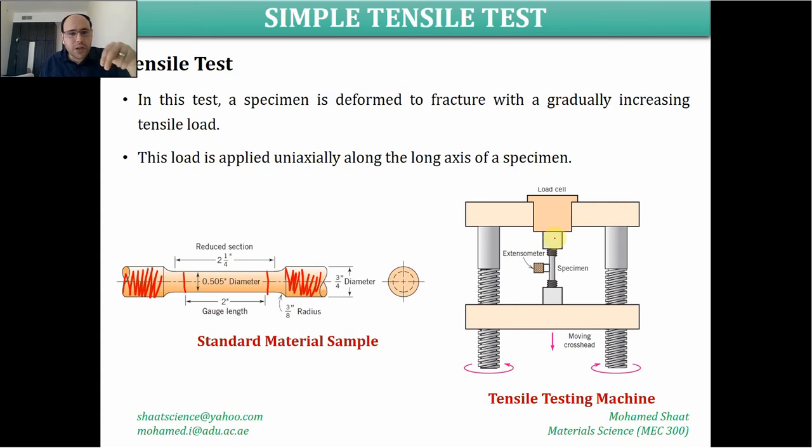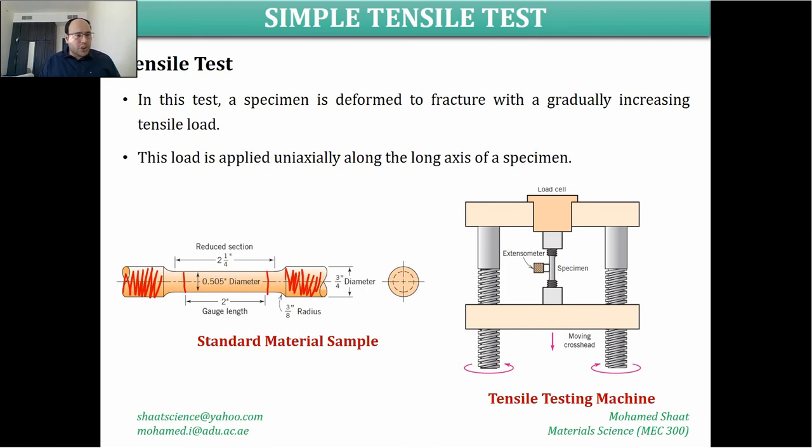One sensor is already embedded inside the machine. This sensor is known as the force sensor, which measures how much force the machine generates or applies onto the material sample. The other sensor is known as the extensometer, which is shown here, that measures the stretch, or detects the amount of elongation, the increase in the length of the material sample because of the applied force.